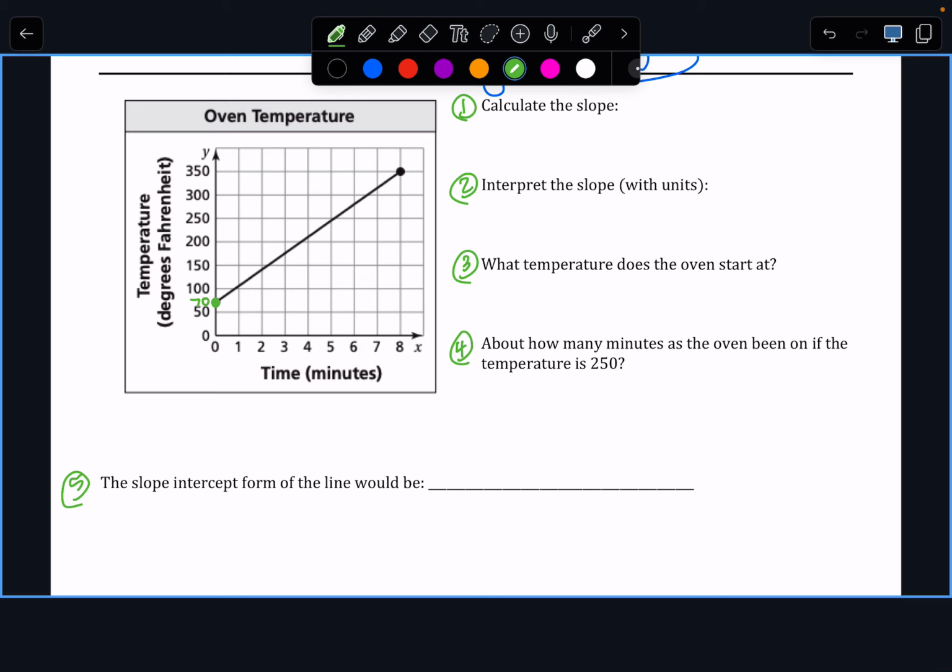Okay. So, it's rise and then run, right? Uh-huh. It is not a rise of 7 because I'm starting at 70 and going all the way to 350. So you need to calculate how much that is that you rise.